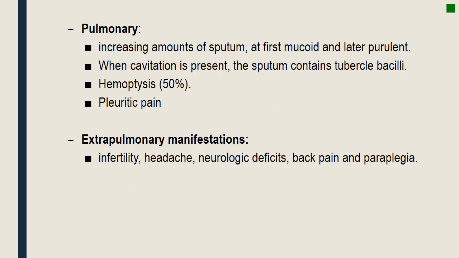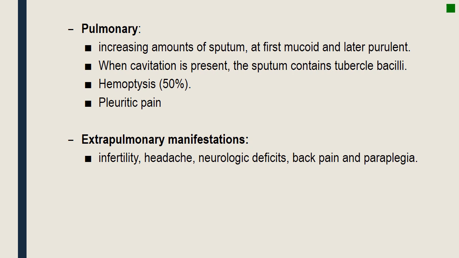With progressive pulmonary involvement, sputum increases and it's mucoid at first and purulent later. When cavitation is present, the sputum contains tubercle bacilli. Some degree of hemoptysis is present in about half of all cases of pulmonary tuberculosis. Pleuritic pain may result from the extension of the infection to the pleural surfaces.